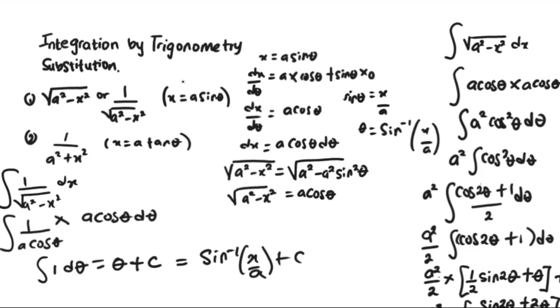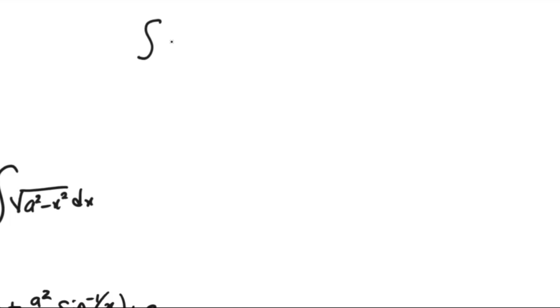Okay, so now we have considered the square root of a square minus x square, and 1 divided by square root of a square minus x square. So now let's consider 1 over a square plus x square. So contrary to a square minus x square, once you see that it follows the form a square plus x square, you're going to use the substitution x equals a tan theta. So let's solve that now. If we have the integral of 1 divided by a square plus x square, of course we are using the substitution x equals a tan theta.